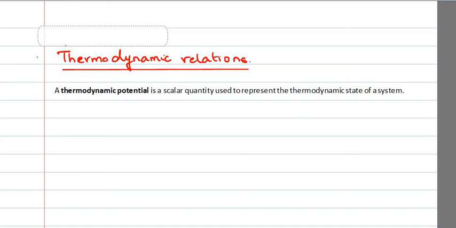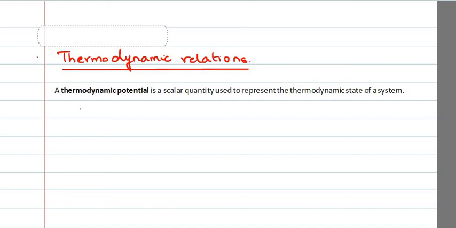In this session we shall see the thermodynamic relations. So before going to that, we shall see what is a thermodynamic potential. A thermodynamic potential is a scalar quantity which is used to represent the thermodynamic state of a system.